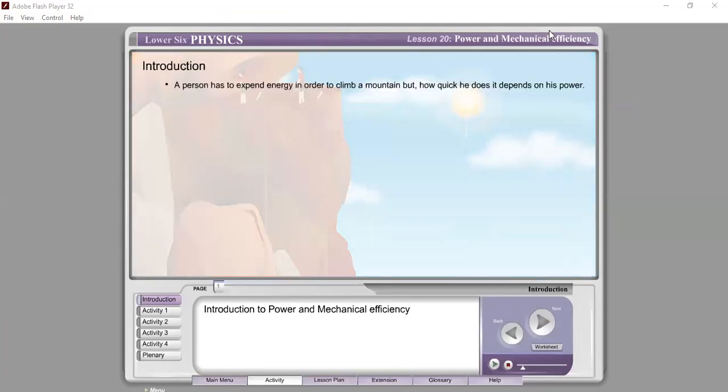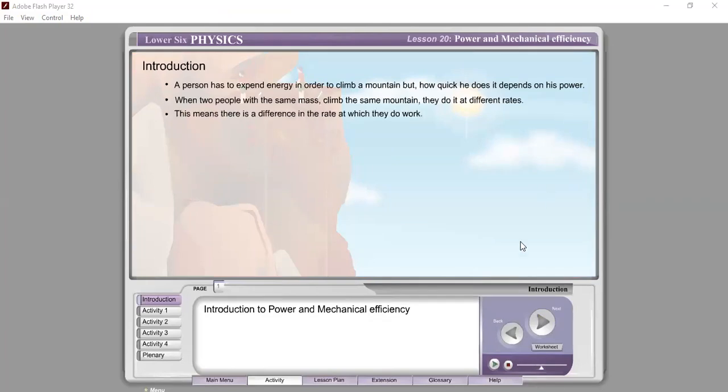A person has to expend energy in order to climb a mountain, but how quick he does it depends on his power. When two people with the same mass climb the same mountain, they do it at different rates. This means there is a difference in the rate at which they do work. The rate at which the work is done is called power.